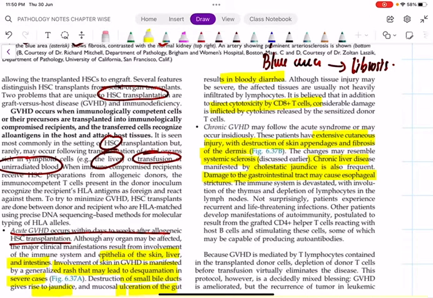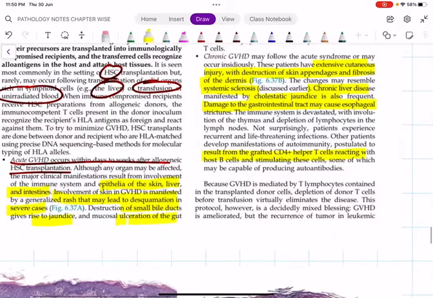And what is the major culprit behind it? That is CD4 helper T lymphocytes and B lymphocytes.